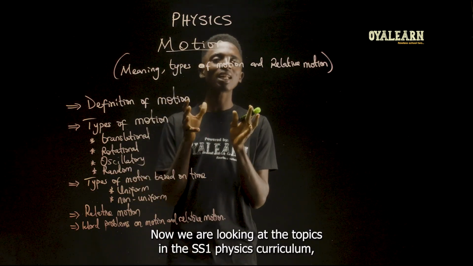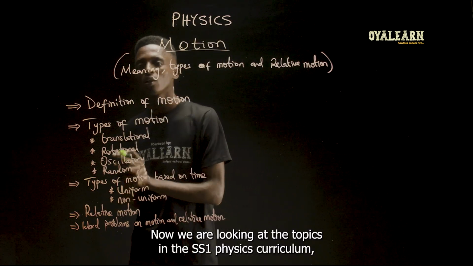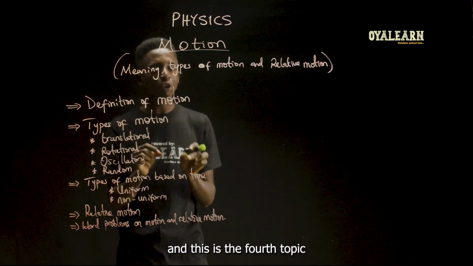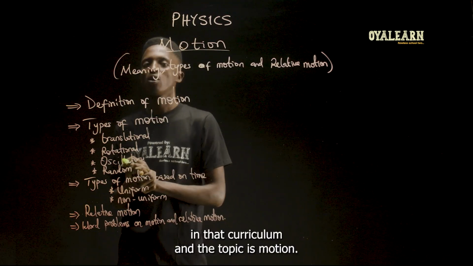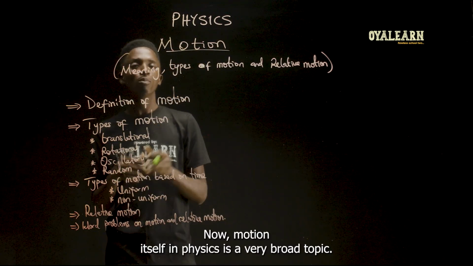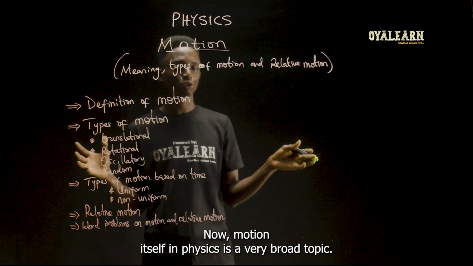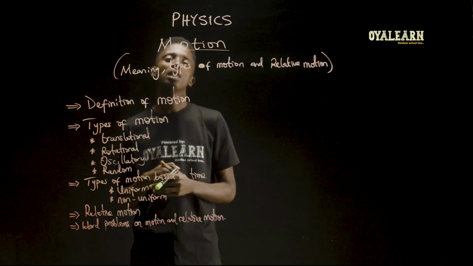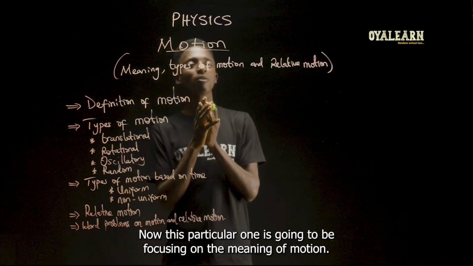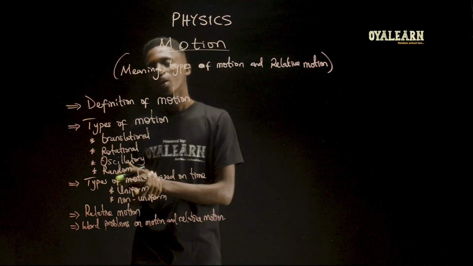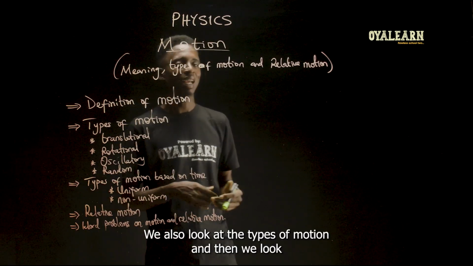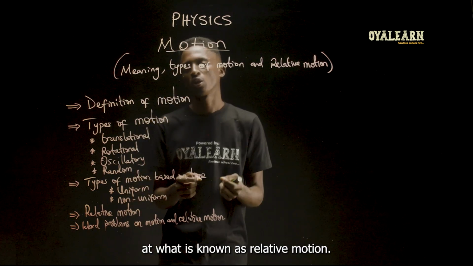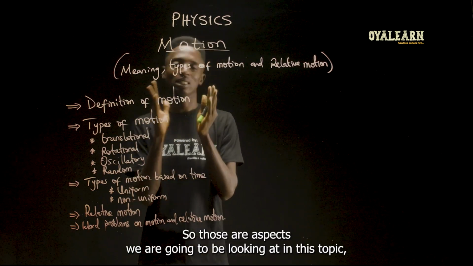Now we are looking at the topics in the SS1 physics curriculum, and this is the fourth topic in that curriculum, and the topic is motion. Motion itself in physics is a very broad topic, and it is divided into different aspects. This particular one is going to be focusing on the meaning of motion. We'll also look at the types of motion, and then we'll look at what is known as relative motion. Those are the aspects you're going to be looking at in this topic.